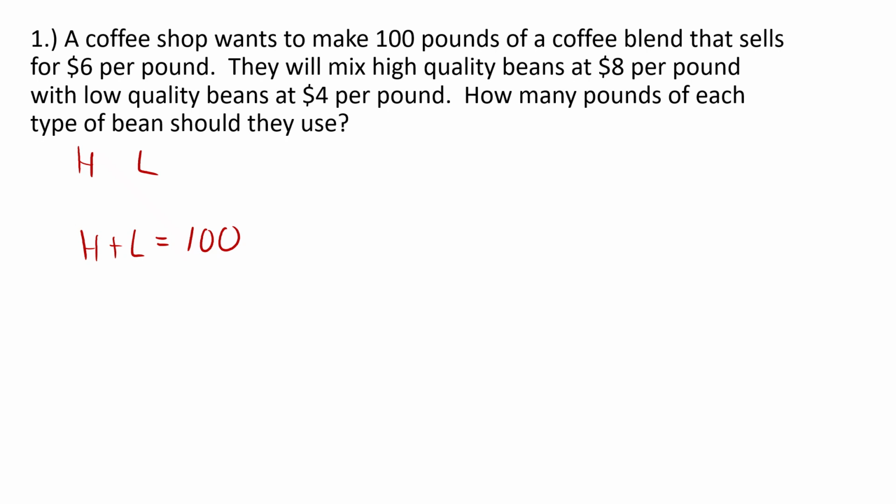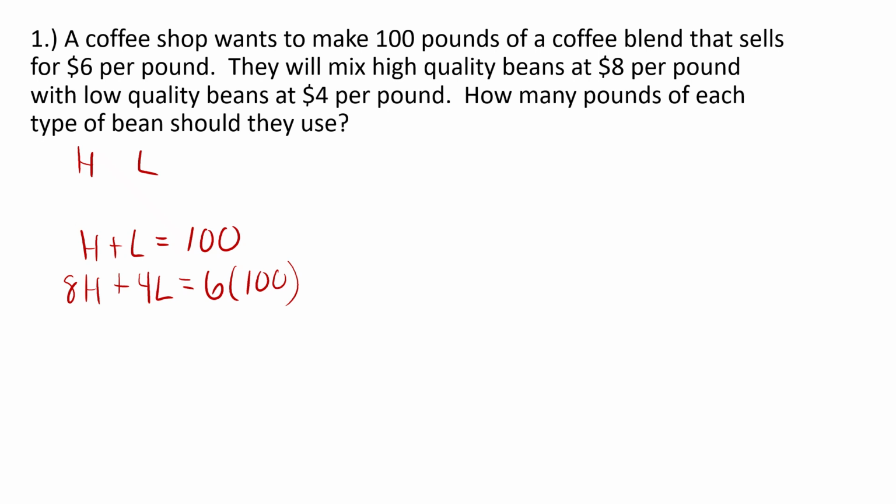Now, if we have the high quality and the low quality, the high quality was $8 per pound. So $8 times the high quality plus $4 times the low quality. That's like how much of each type is going in there. And then we want the final amount to sell for $6 for the 100 pounds. So we want it to come to $600. Okay, that's the amount of money that we want to put in there.